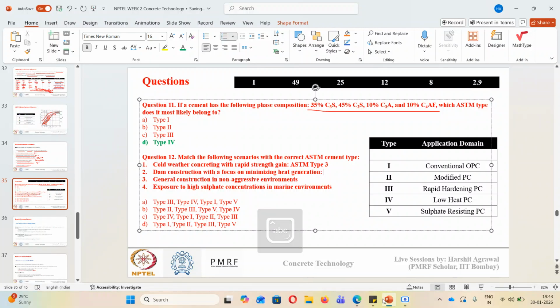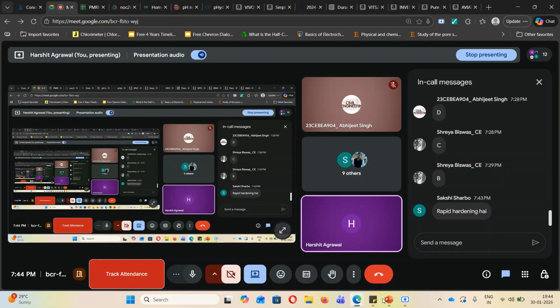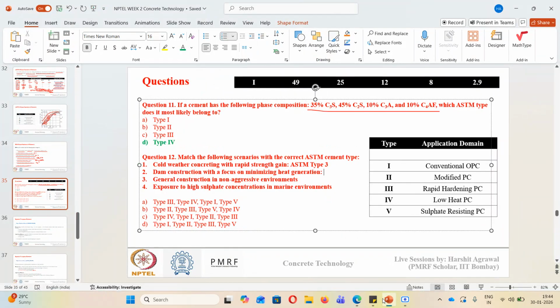Okay. Now for dam construction where I want minimum heat generation, which cement type should I use? So that will be low heat Portland cement as we discussed in the above question. Okay. So we need ASTM type 4. For aggressive environment, general construction in non-aggressive environment. If my environment is very normal, for general construction purpose, which cement type should I use?